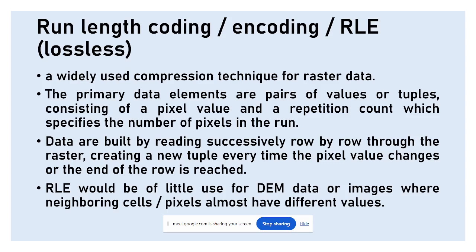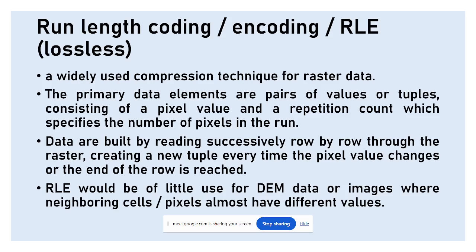So the primary data elements are pairs of values or tuples consisting of a pixel value and a repetition count, which specifies the number of pixels in the run. I'll show you the example because this terminology might be a little confusing. I'm just discussing it here so that some things will stay in your mind.